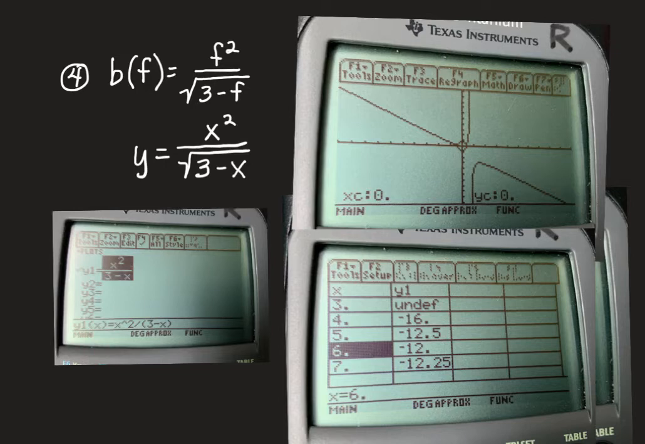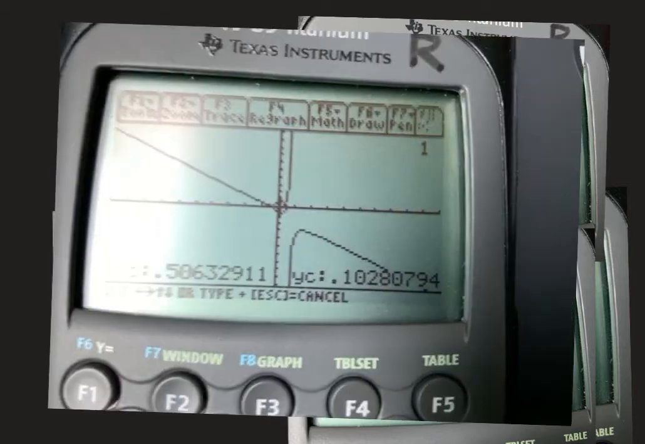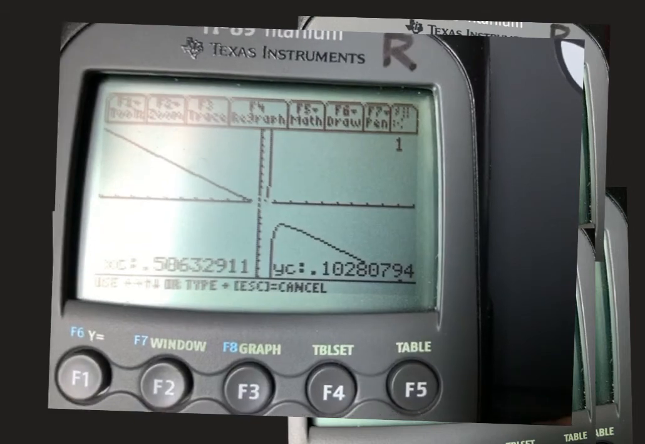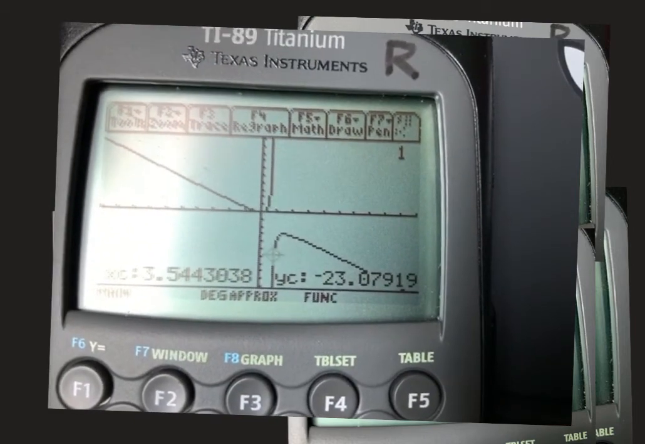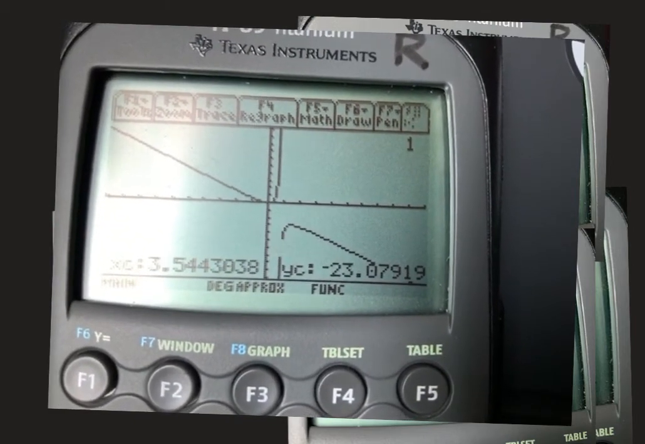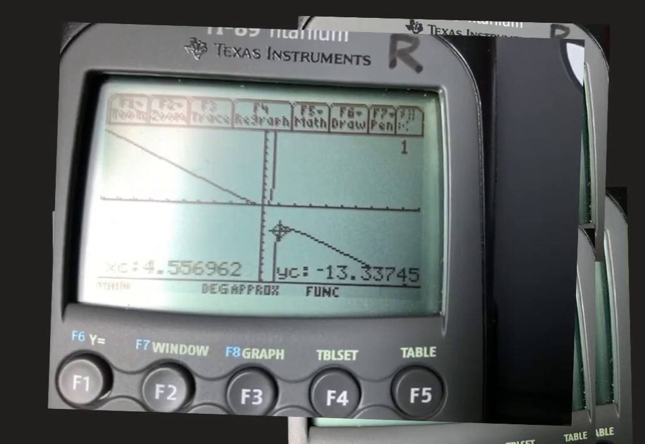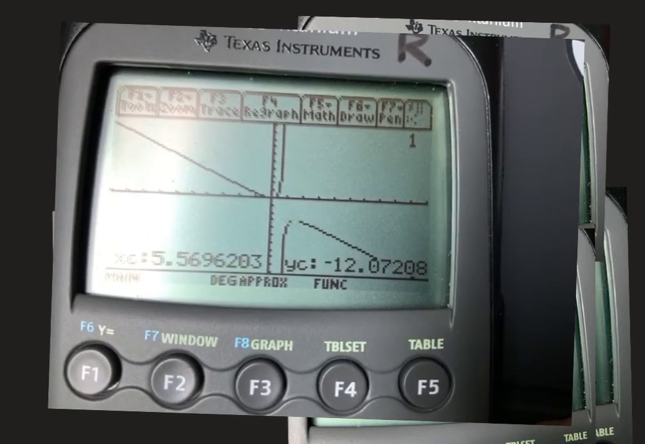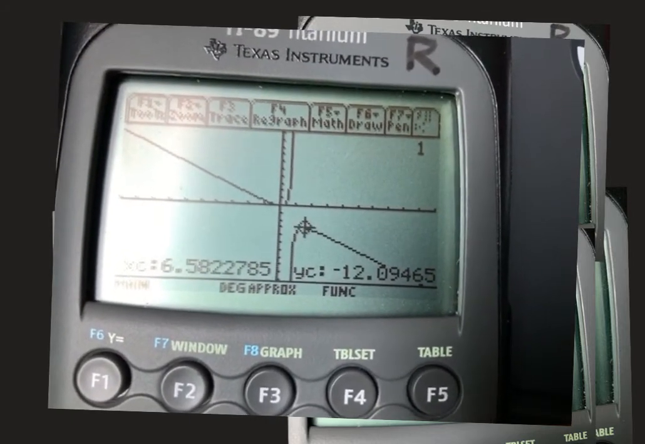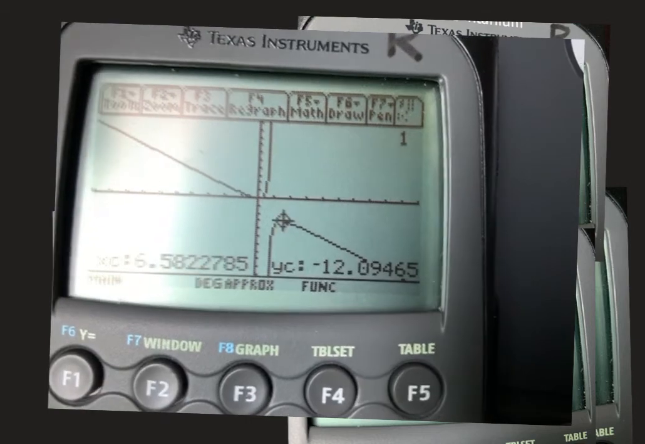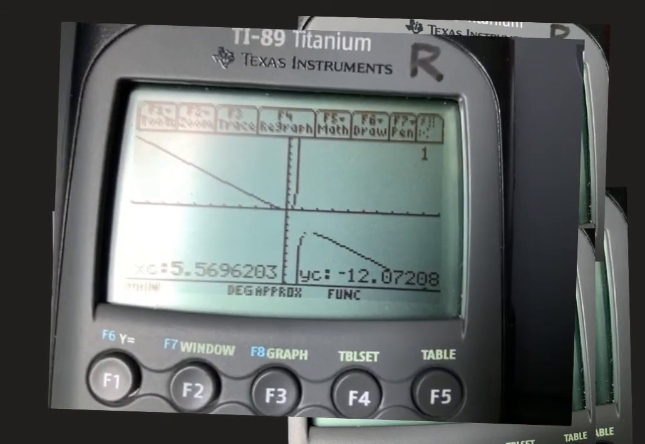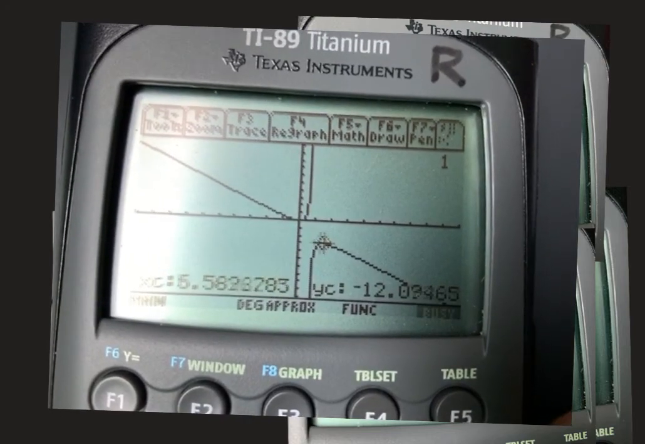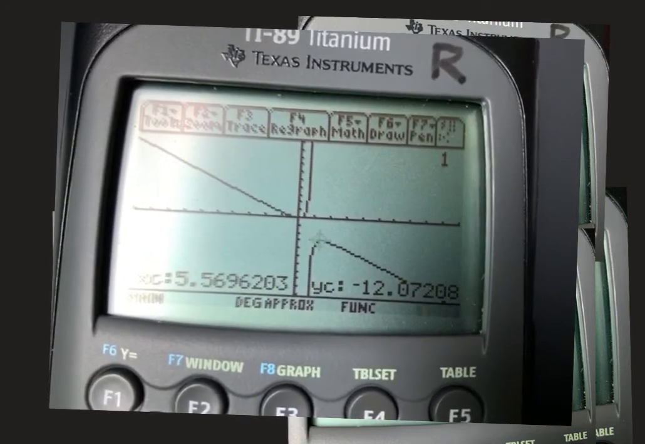Let's try a trace function on this. Okay, let's see what that y value down there at the bottom does as I move to the right with my arrow key. Well, the cursor disappeared off the top and came back on the bottom. Let's see how close I can get here. There's a negative 13.3, a 12.07, 12.09. That's down a little bit because it's negative. So somewhere in there is my highest point on the right side of my graph.